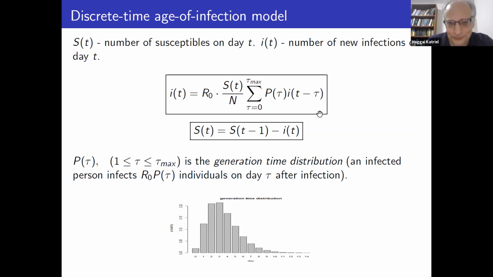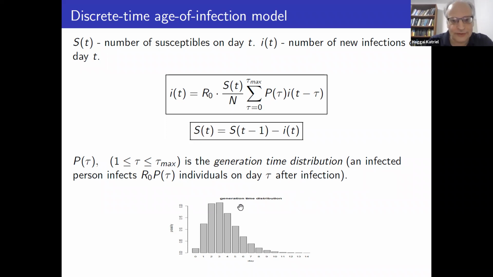So what you have here, and this P of tau is called the generation time distribution. It just describes if you become infected on day 0, how many people you will on average infect on day 1, on day 2, on day 3. This way you don't have this assumption of a constant infectious period. You can use the data.